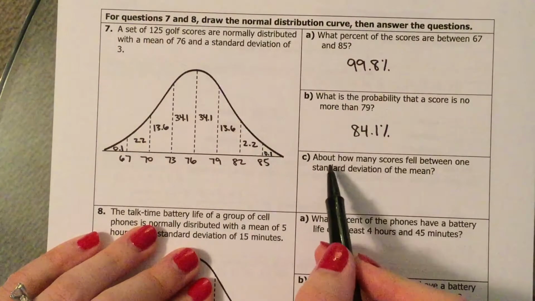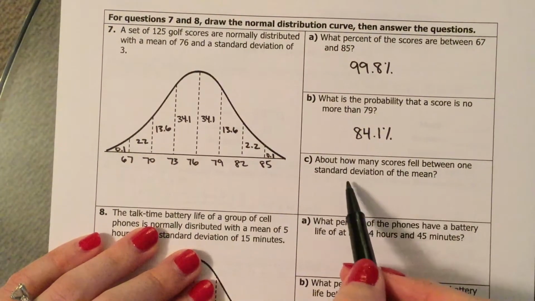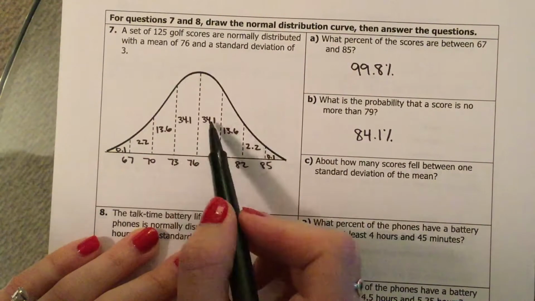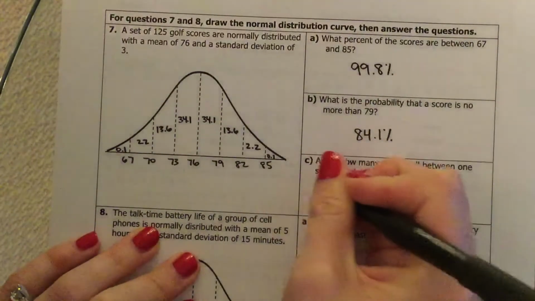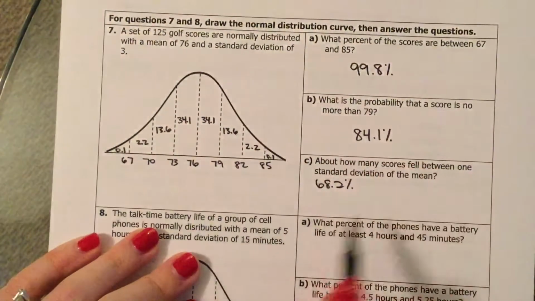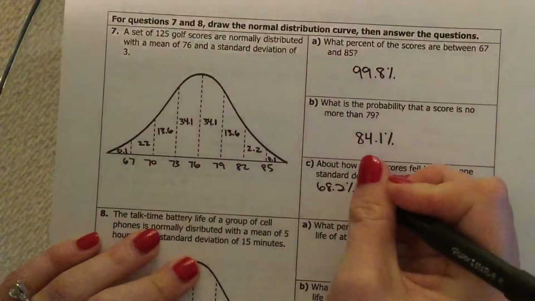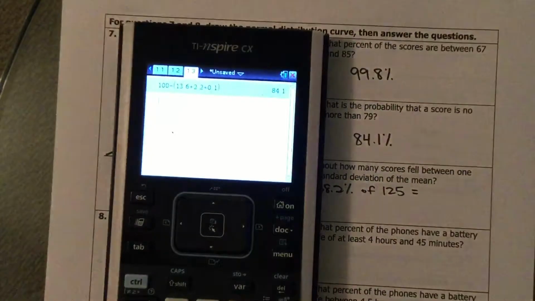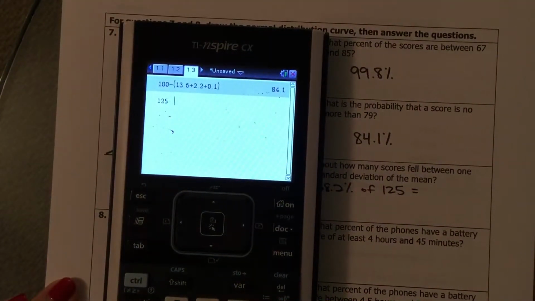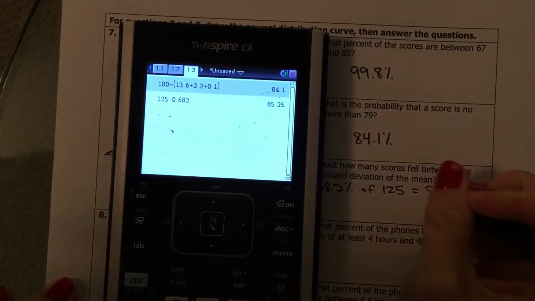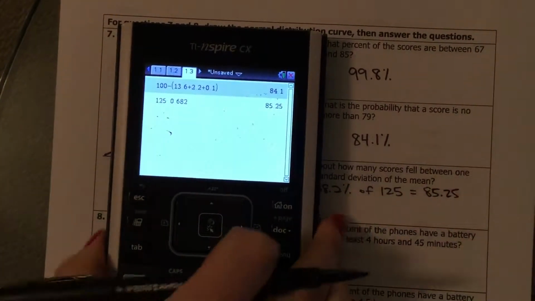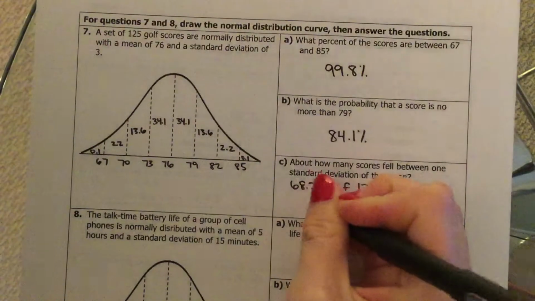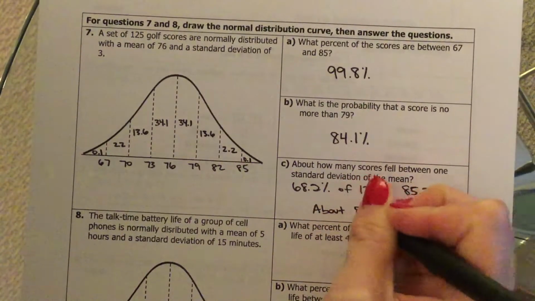Okay, and then last piece, about how many scores fell within one standard deviation of the mean. All right, so you've got 34.1, 34.1, so that is 68.2% of the 125 scores. So let's take the 125 scores and take about 68.2%. So we get 85.25, and that's why it says about, because it's not coming out equally. You can't have a quarter of a golf score. So this would be about 85 scores.